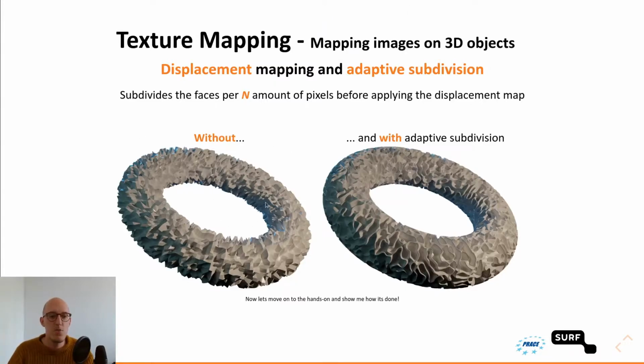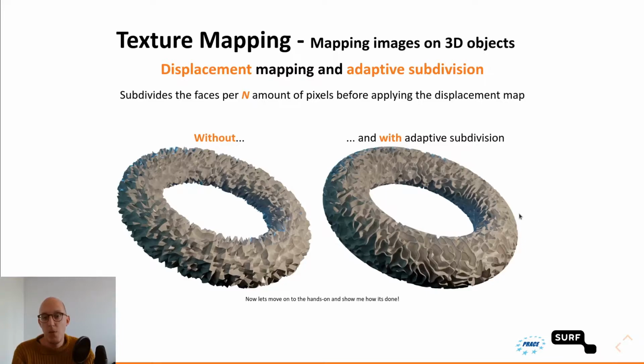Without the adaptive subdivision, you can see it has a very coarse displacement. But with adaptive subdivision, you can perfectly see the displacement map on the object itself. And in this case, I think it was a Musgrave texture. But keep in mind, this is only an experimental feature of Cycles. So it cannot be used in Eevee, only in Cycles.